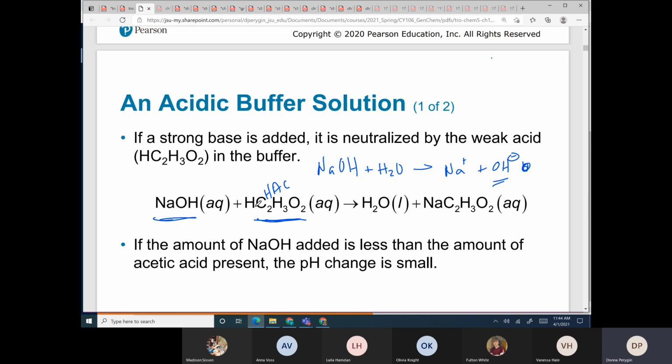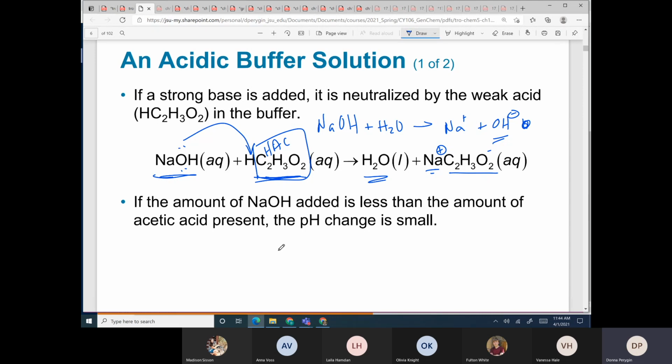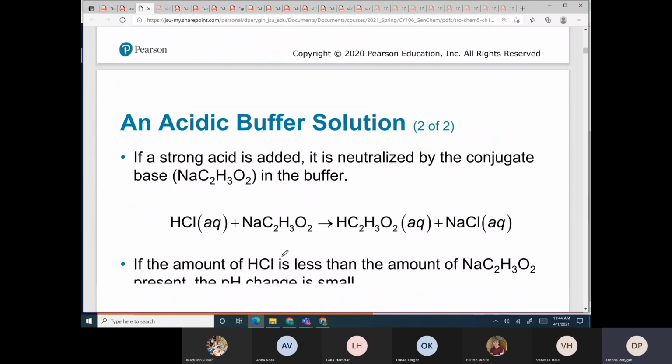Okay, but if you mix a strong base with a buffered solution, then what's going to happen is that the buffer is going to react with the sodium hydroxide, and this hydroxide is going to pull off a hydrogen from the acid and give you H2O, plus the thing that was left over here, the C2H3O2 minus, is going to hang around with the counter ion, which is sodium. So if the sodium hydroxide is less than the amount of acetic acid present, the pH change will be small because you don't get any of this hydroxide here, as long as you add less than the acid present.